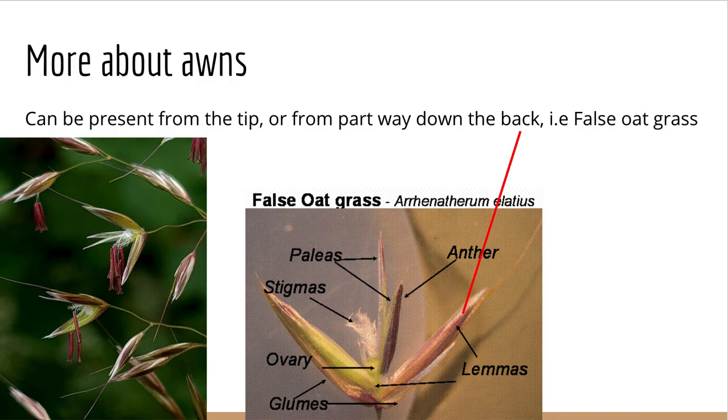Awns can be present from the tip or from partway down the back. What this means, if you look at the image on the left, is that this is a false oat grass. And if we zoom in on the false oat grass spikelet, you can see we've got the lower and upper glumes. Then you have the lemmas. You can see that if you follow the awn down, it's attached to the lemma about halfway. On the image before, it attached at the base of the lemma. However, this time it's attaching in the middle of the lemma, and it can also be attached from the tip.